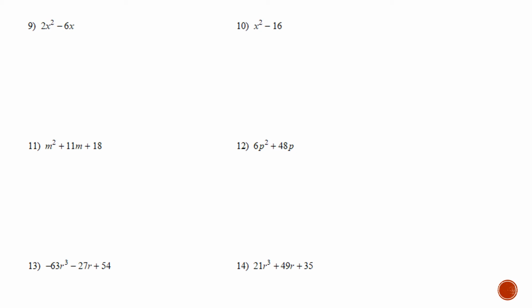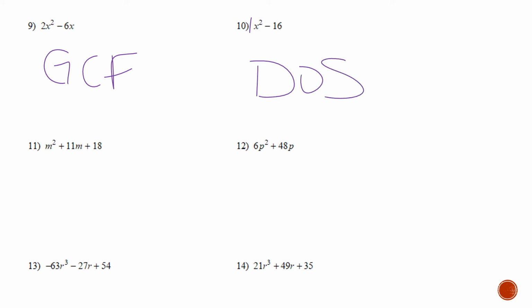Number 9, looking at that, they both do have X's there, so I would use greatest common factor on number 9. Number 10, they both do not have X's, and the number they have in common is 1, so that wouldn't change the problem if I divided by that. And I can take the square root. Remember, when there's two terms, I'm going to use DOS, and that's only if there's subtraction and I can find the perfect square root. Remember, this is a 1 and 16, so I would use DOS for that problem.